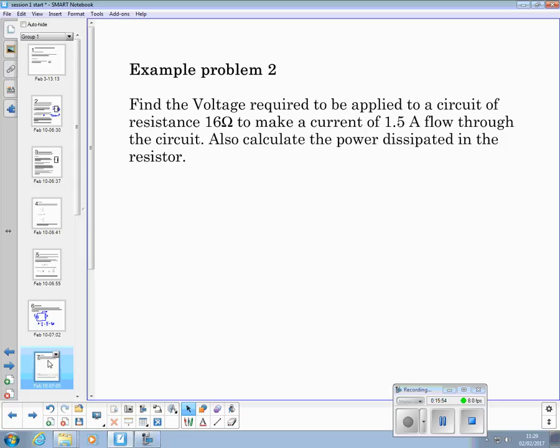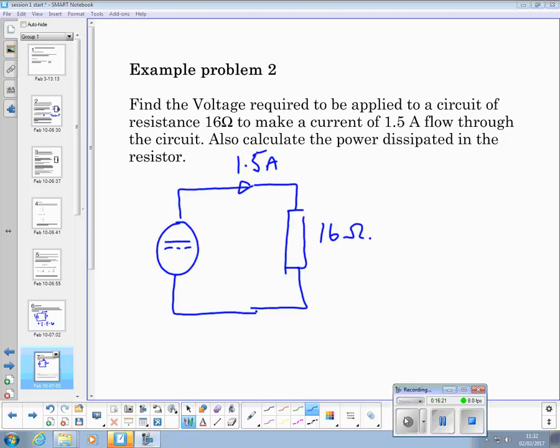Another example problem. Have a go at this one on your own. Find the voltage required to be applied to a circuit with resistance 16 ohms to make a current of 1.5 amps flow through the circuit. Also calculate the power dissipated in a resistor. So I'm asking you to find V and P.